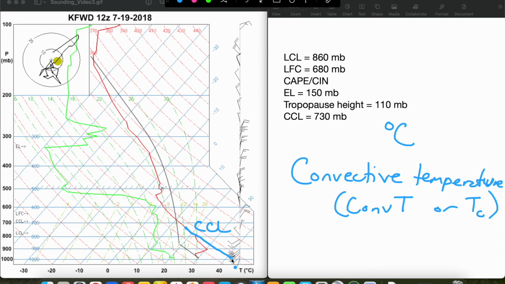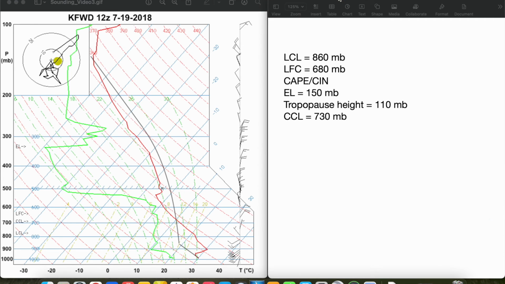So if we extrapolate here, here's our 40 degree isotherm. We're a little bit to the right of that. So the convective temperature would be something like, let's say, 42 degrees Celsius, which is pretty warm. It's well over 100 degrees Fahrenheit, which at this point is going to mean that thunderstorms may be unlikely if there's no other sources of lift to help erode this layer of convective inhibition near the surface. So our convective temperature here is about 42 degrees Celsius.